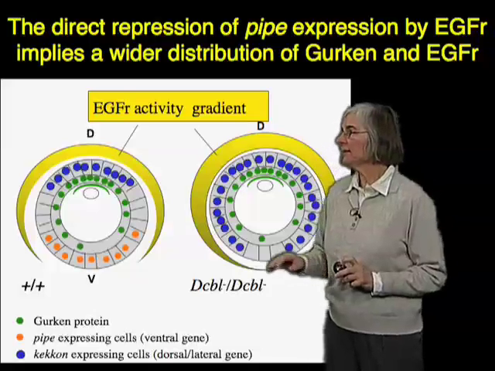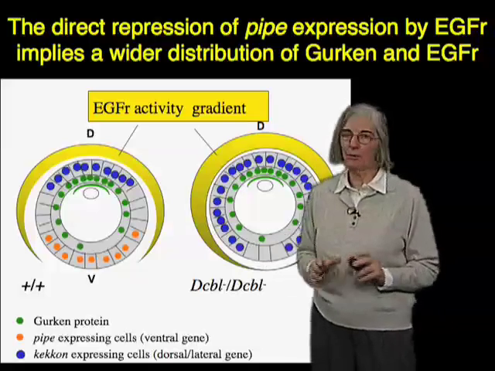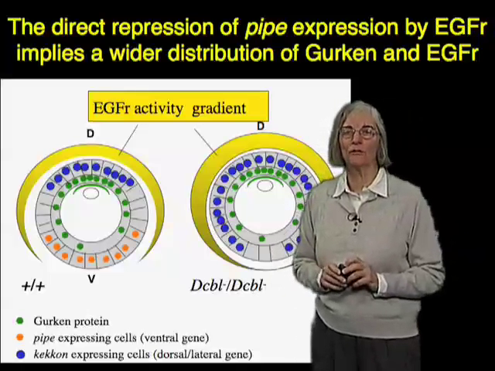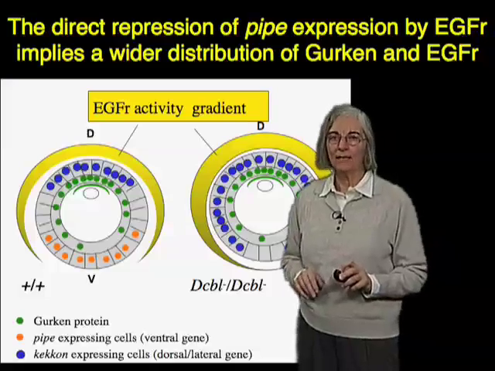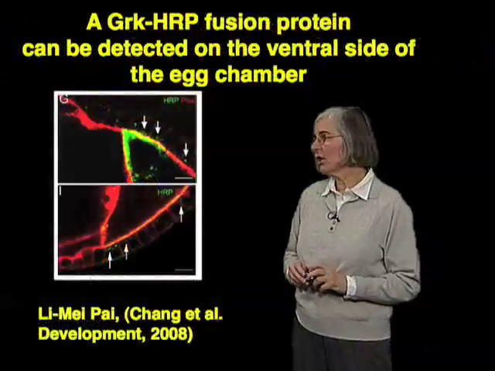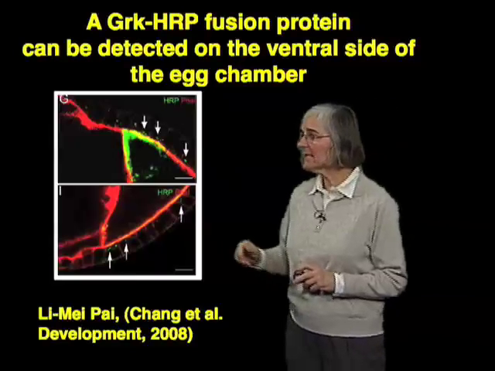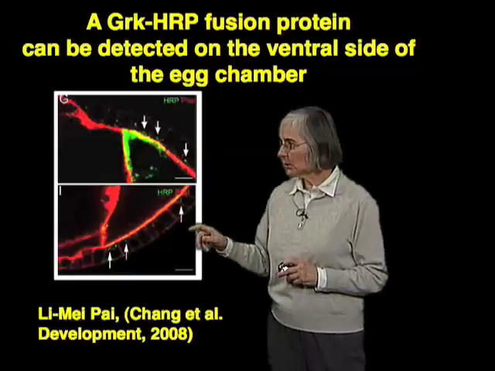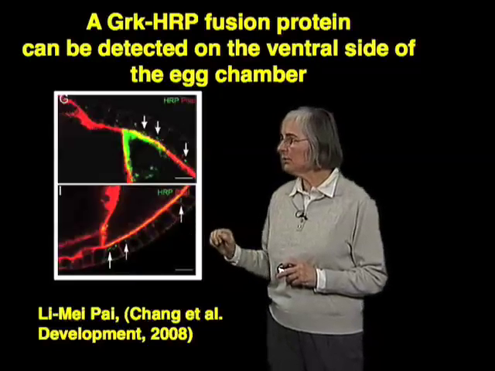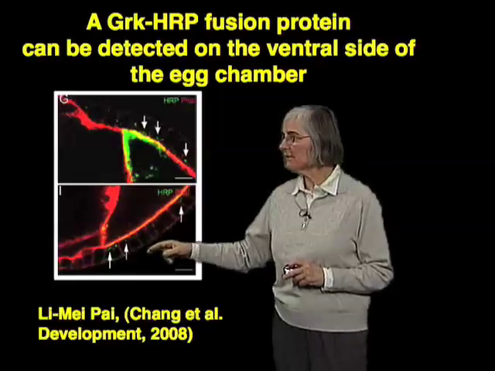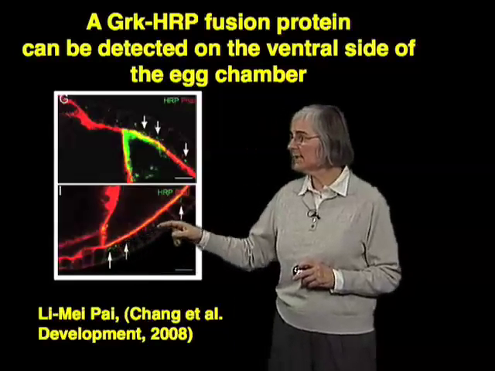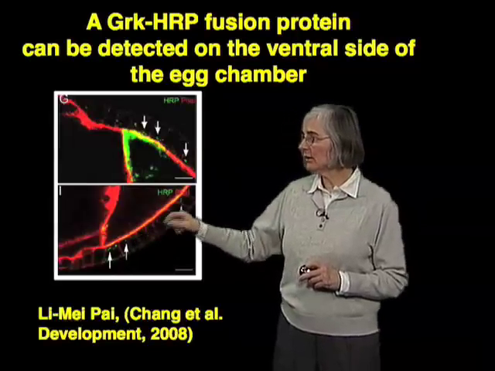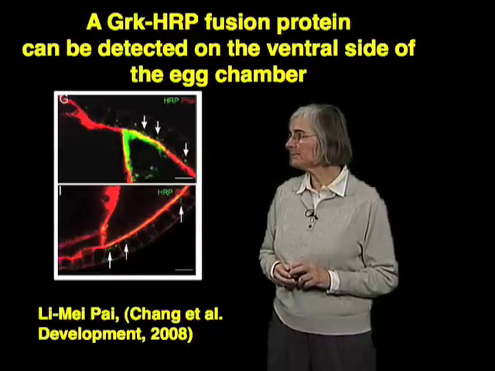We concluded that Gurken must reach the ventral side by doing these mosaic experiments and looking at the expression of the response genes. Meanwhile, Li-Mei Pai in her own laboratory has gone on and she has used a system where she can visualize Gurken molecules during oogenesis much better than we could with the regular antibody, and she has in fact found that indeed she can see some Gurken molecules in the follicle cells on the ventral side of the egg chamber.